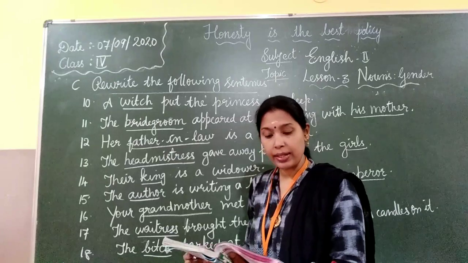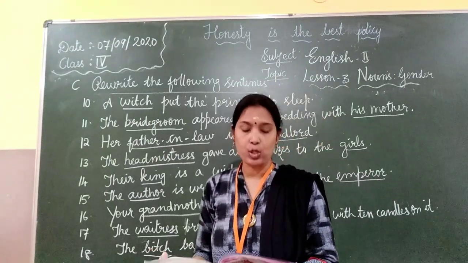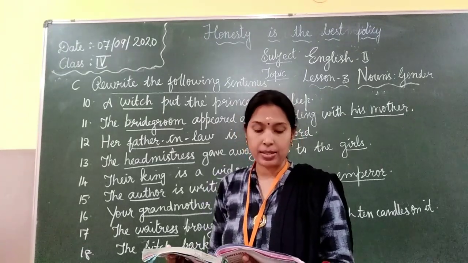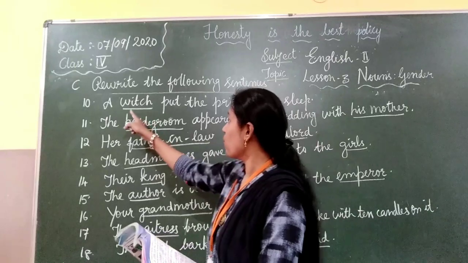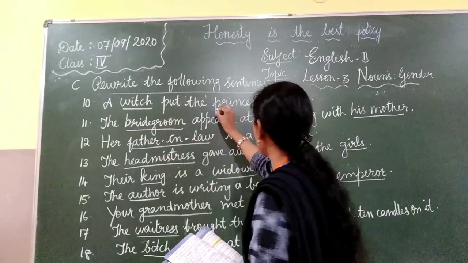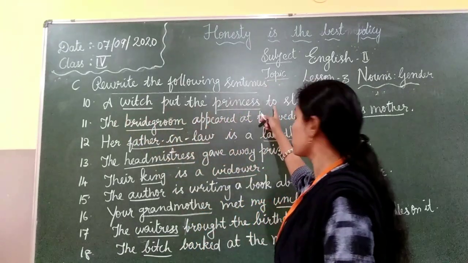So children, then the next question, the tenth one is, a wizard put the prince to sleep. The underlined words are wizard and prince. So the answer is, the feminine of wizard is witch and of prince is princess. So you have to write, a witch put the princess to sleep.